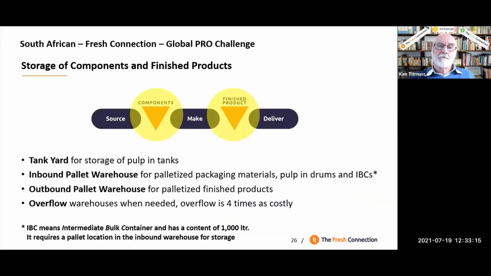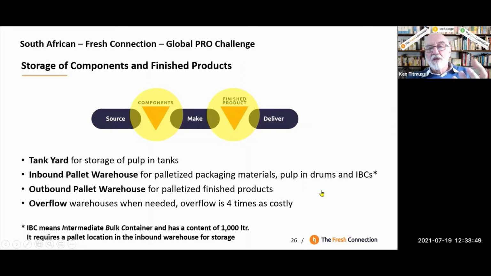materials and components. When it comes to storage and the components and raw materials come in, we have a tank yard which can store tanks of pulp, orange or mango pulp. We also have an inbound pallet warehouse, which for palletized materials, the packaging materials, the PET bottles, the 1 liter cartons. And sometimes we might buy pulp in drums, or maybe in those 1,000 liter IBCs, which take up a pallet space. We also have an outbound pallet warehouse for our finished products.